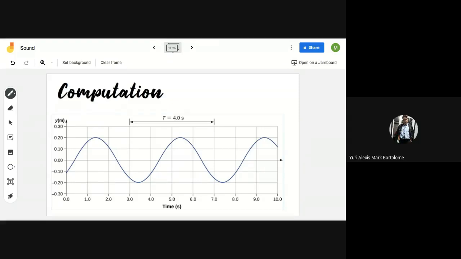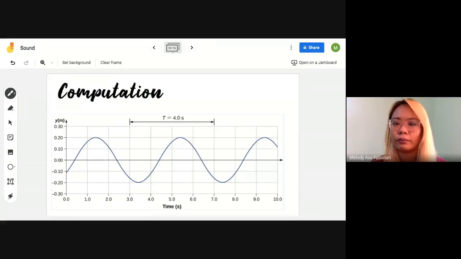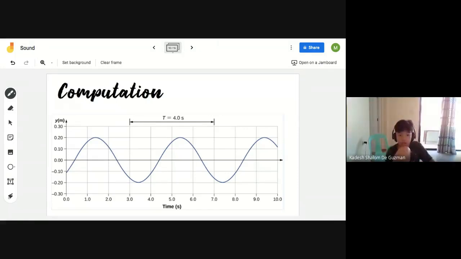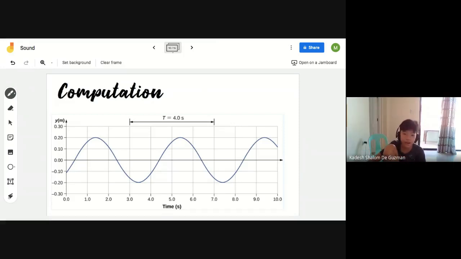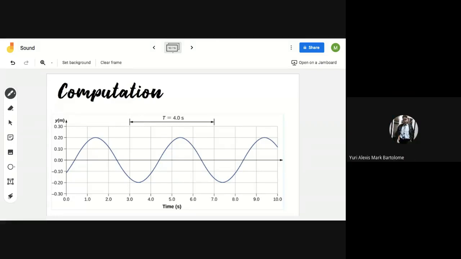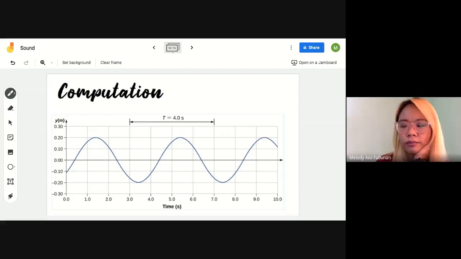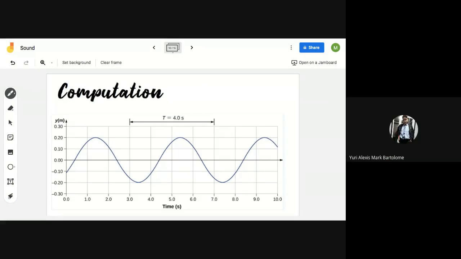Sir, can we use calculator? Yes po. Teacher, 1.1. How did we come up with 1.1? Tatlo ba yan, sir, or dalawa lang? Yung waves. Si Juan. Sir, putol, sir, eh. Tatlo yan. Tatlo. 0.75 po, sir. 0.75 and 1.1 is wrong. Any other answers? 2. 4.